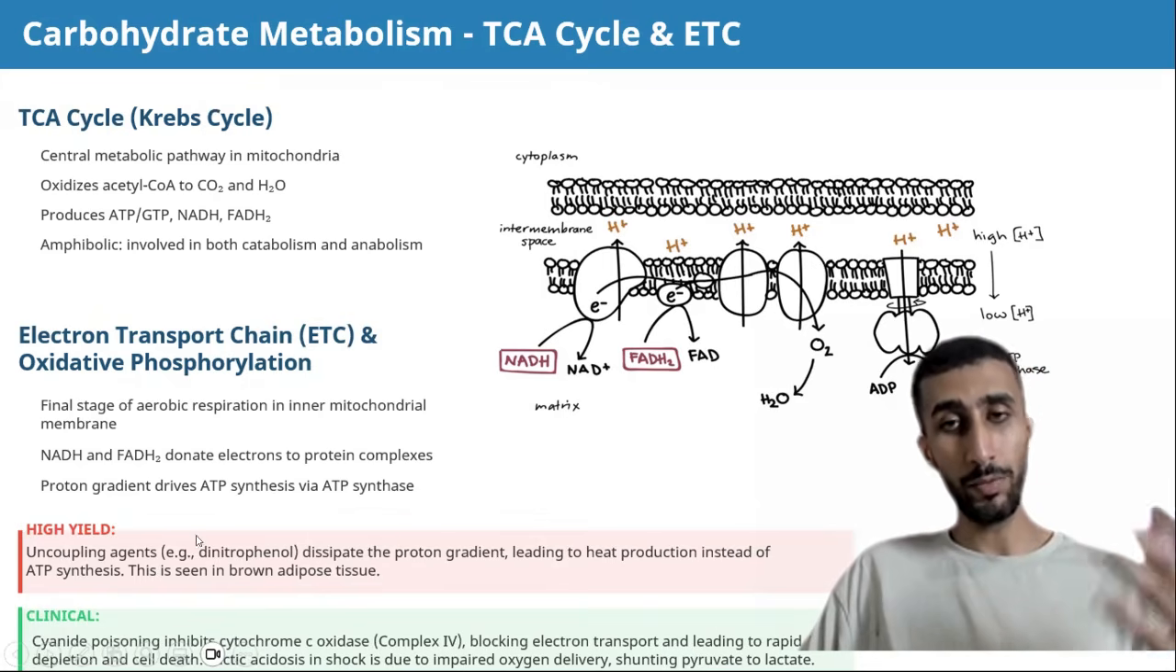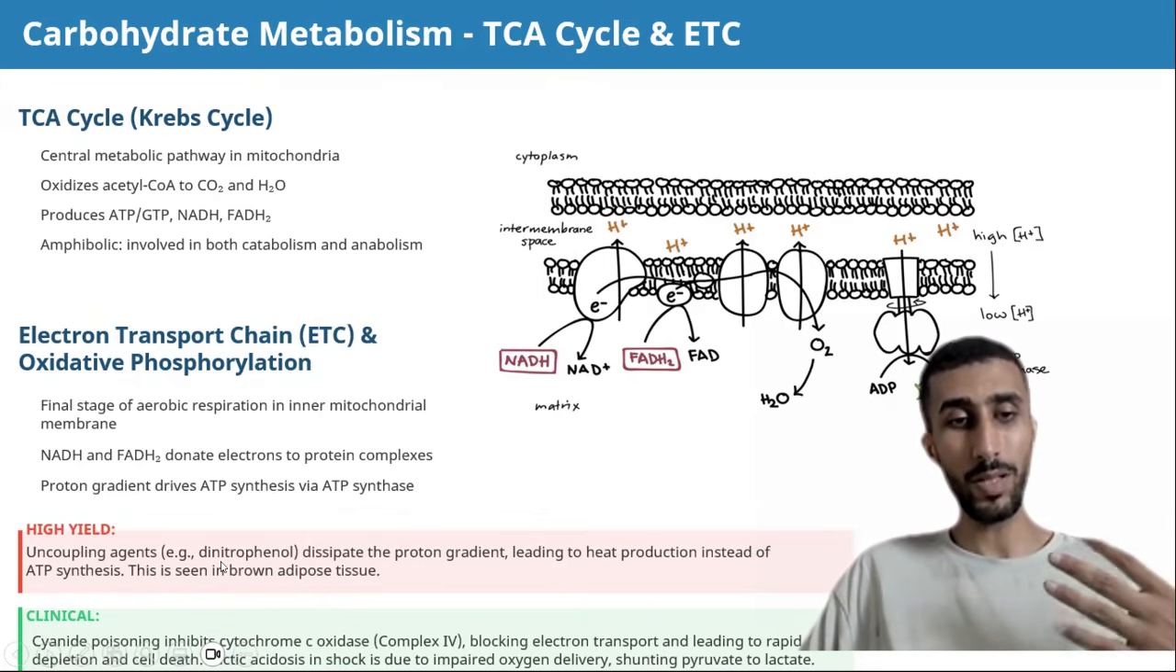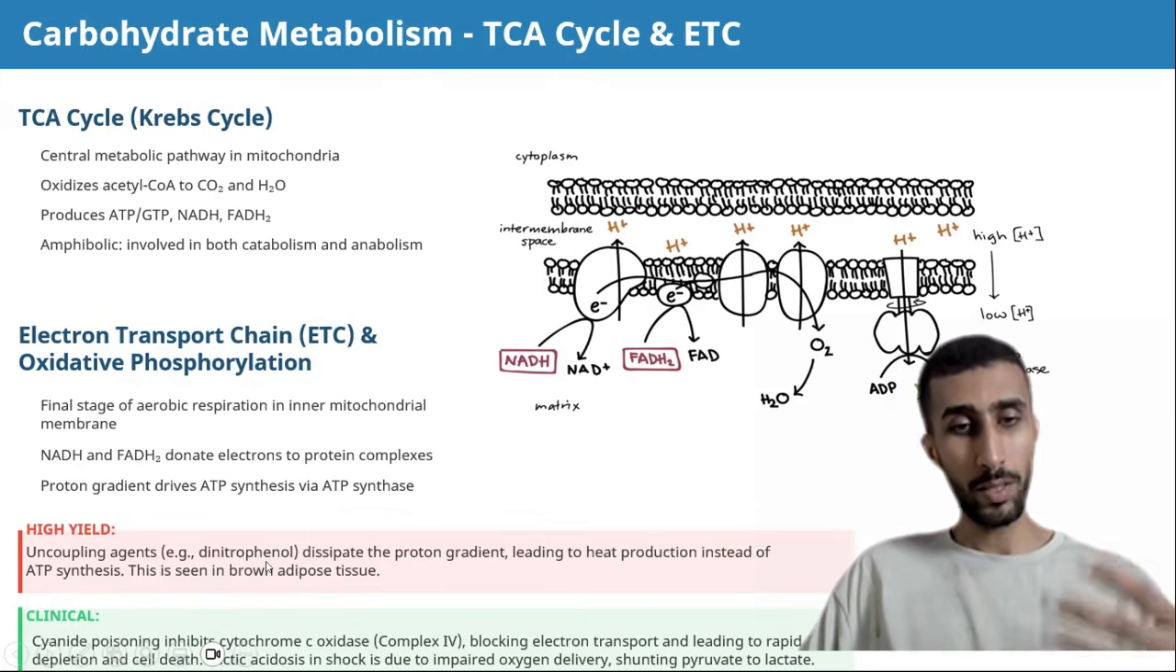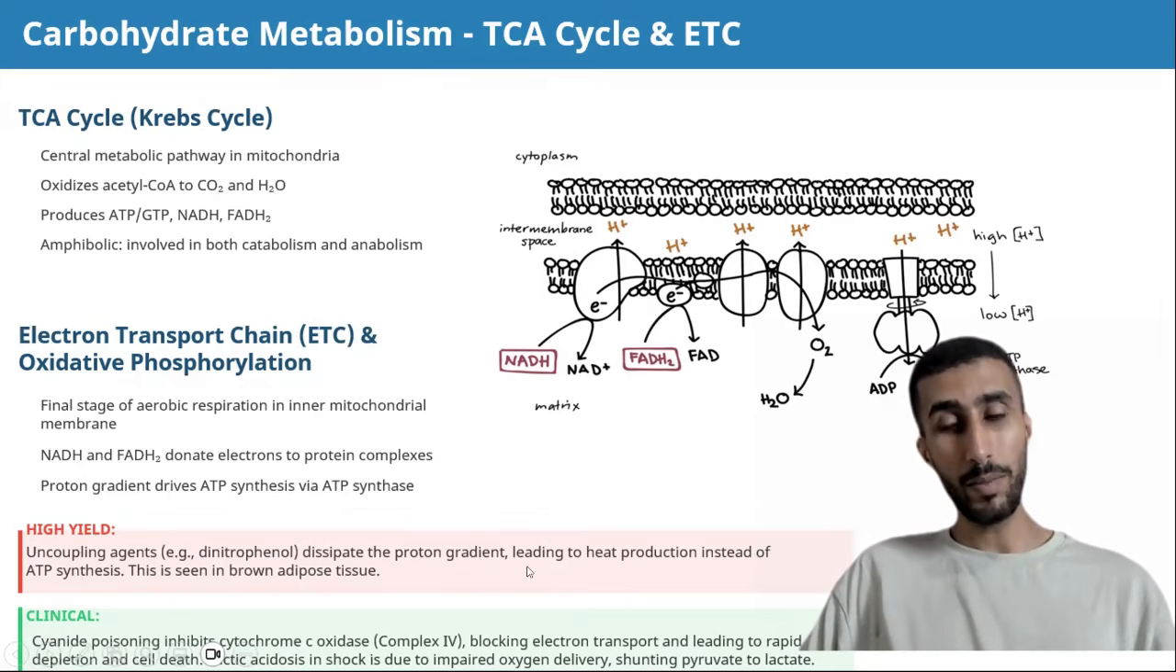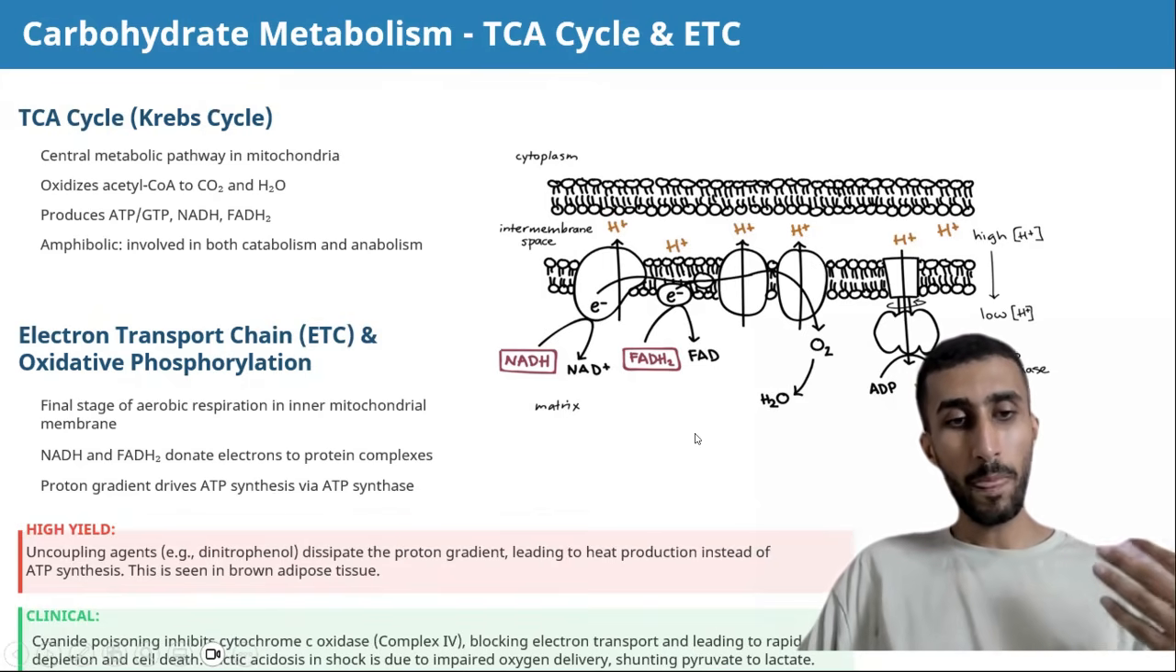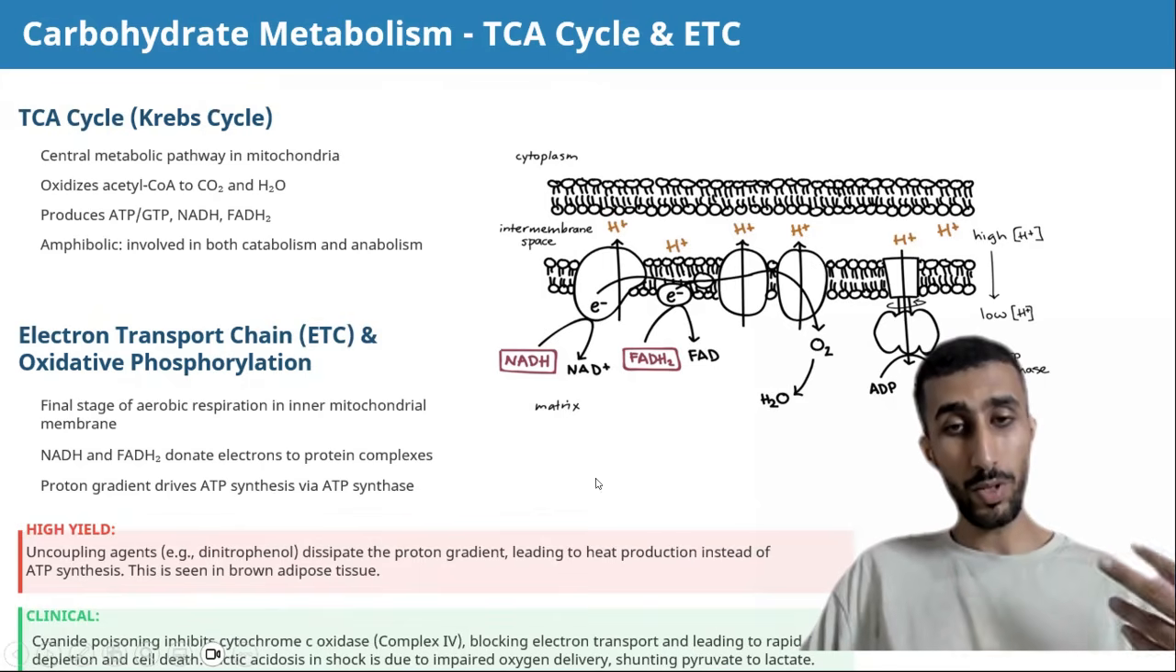And also, uncoupling agents such as dinitrophenol act by the same concept: they dissipate the proton gradient, leading to heat production. So cyanide poisoning, as we've talked about, inhibits cytochrome c oxidase, which is complex number 4, blocking electron transport and leading to rapid ATP depletion and cell death.